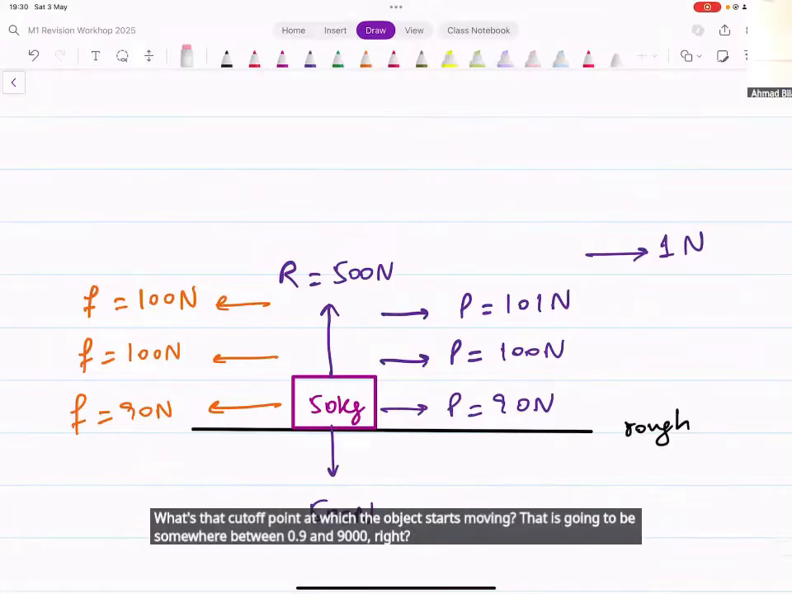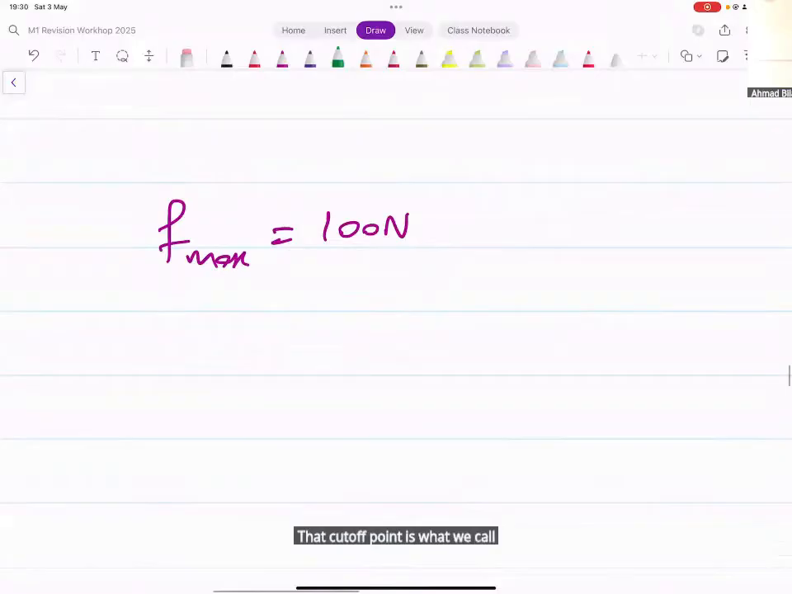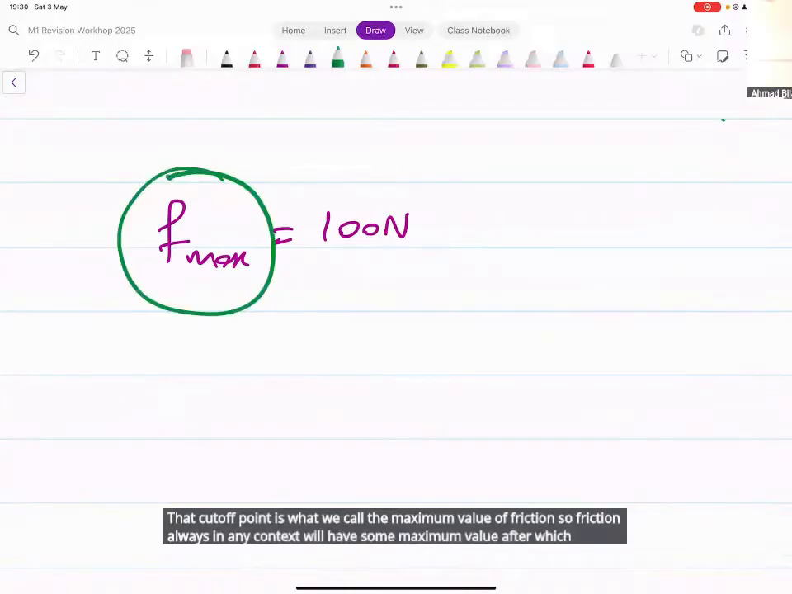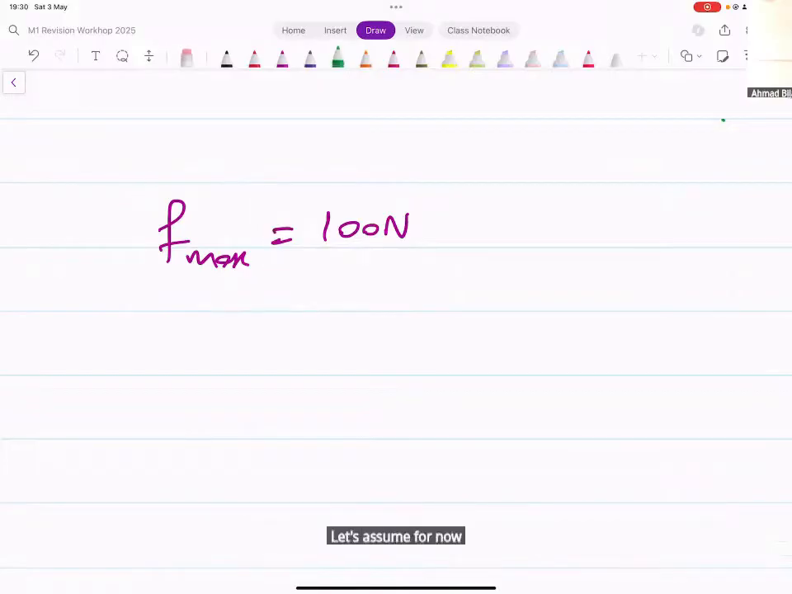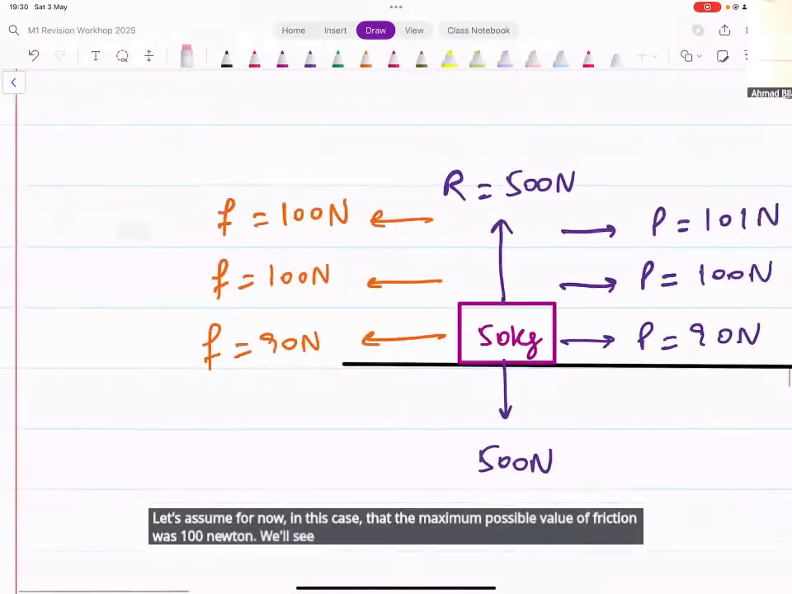That cutoff point is what we call the maximum value of friction. So friction always, in any context, will have some maximum value after which it would not be able to stop the object from moving. Let's assume for now, in this case, that the maximum possible value of friction was 100 Newton. We'll see where this comes from. But let's say this was 100 Newton.